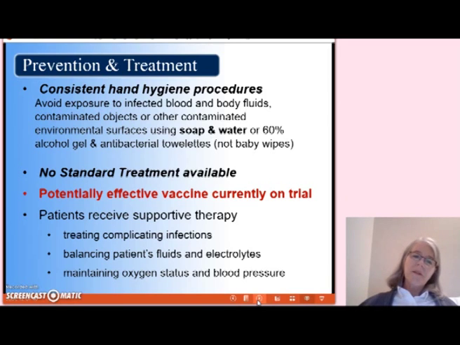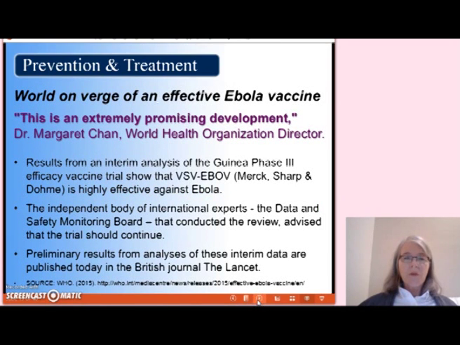A potentially effective vaccine is now being tried. This is remarkable because we're talking about less than a 12-month timeline in which this has been developed. So this is very good news. Just earlier this month, they were announcing that an extremely promising vaccine has been tried, and they're using it for healthcare providers right now.